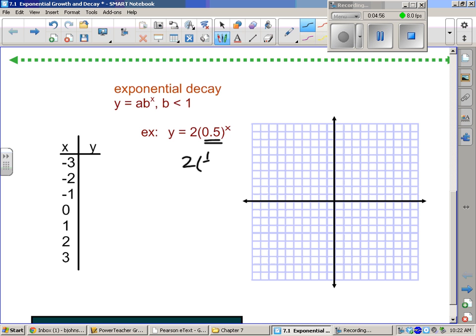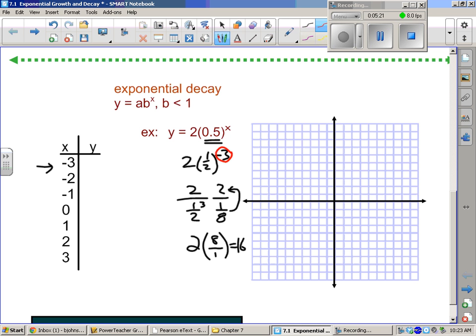So I have 2 times (1/2) to the negative 3. I'm putting this negative 3 in right now. So I have 2 over (1/2) to the third. 1/2 times 1/2 times 1/2 is 1/8. But to actually work this out, we flip it over and multiply, so we get 2 times 8 over 1. So wait a second, that negative exponent just flips the fraction over, right? Yeah, you could do a shortcut now that we see that that works.